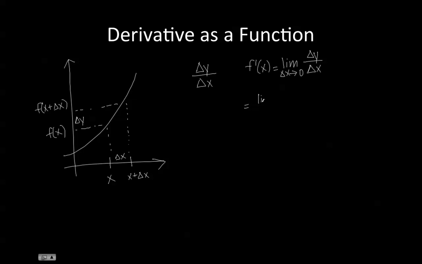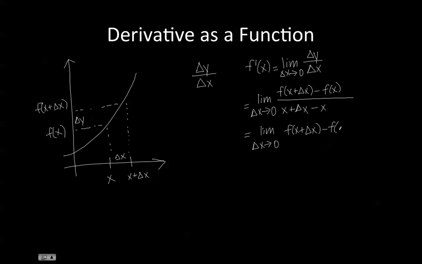We can also write this as the limit as delta x approaches 0, and our change in y is actually equal to f of x plus delta x minus f of x over x plus delta x minus x. And if we rewrite that, or just, I guess, simplify it, we get f of x plus delta x minus f of x over delta x.